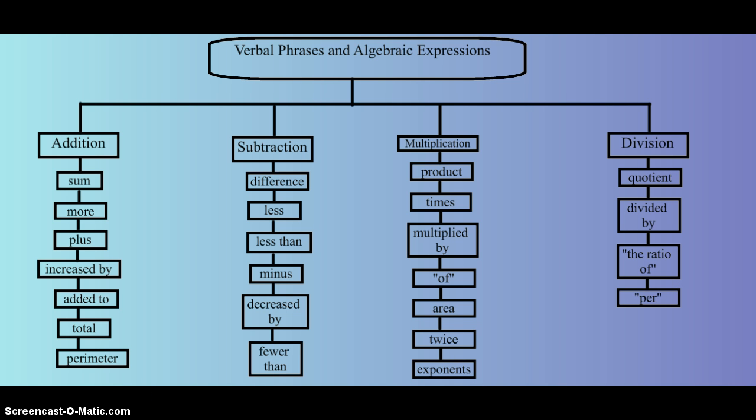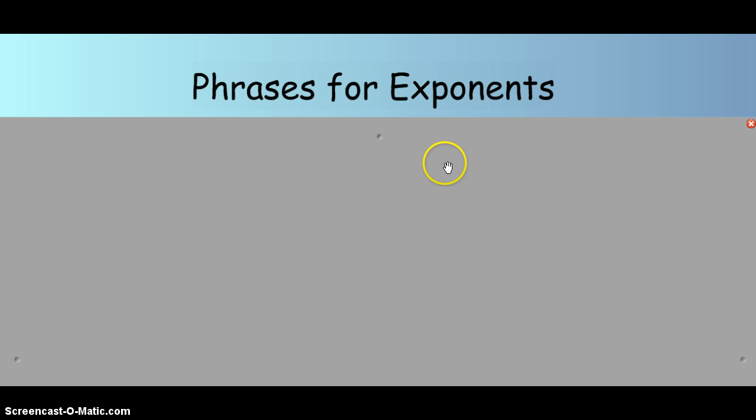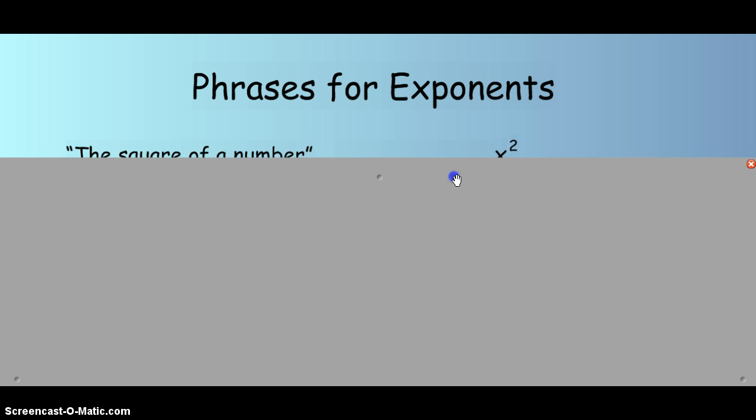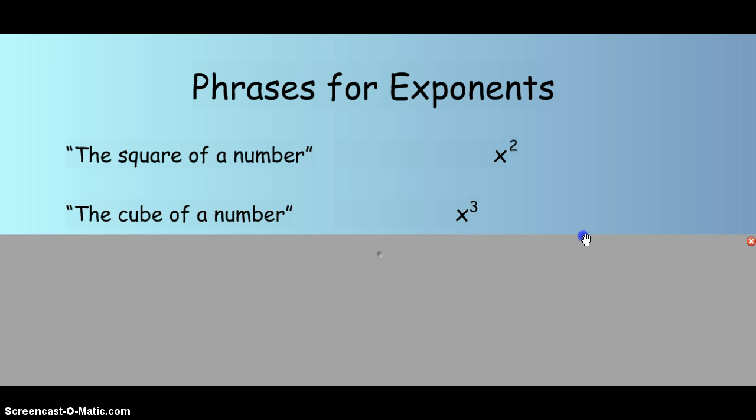So now that you have this tree map in your notebook, we're also going to add some additional information. We want to make sure that you understand that exponent phrases are of course multiplication because we looked at that, but I need you to make sure that you understand that there are some basic phrases that you should know, and we've talked about these a little bit. If you see something about the square of a number, then that means the number with an exponent of 2. So if you will write these down, you can even add them under your multiplication column if you would like to. The cube of a number, or a number cubed, means the number with an exponent of 3.